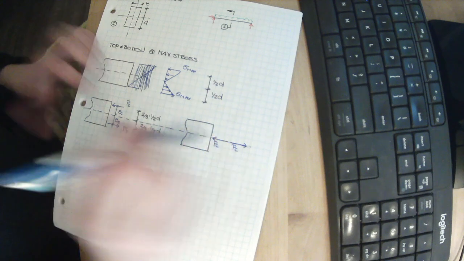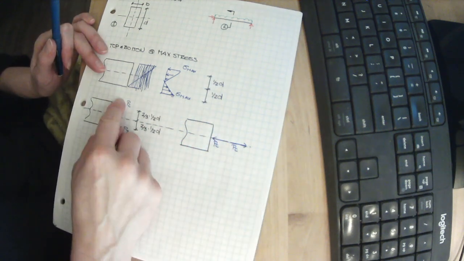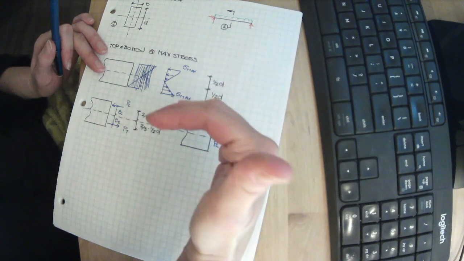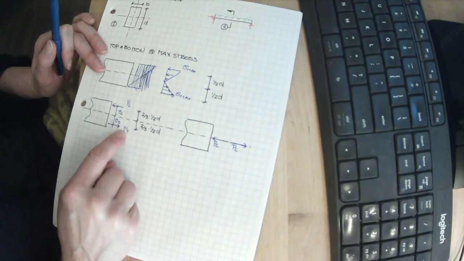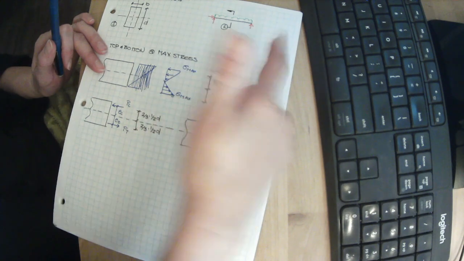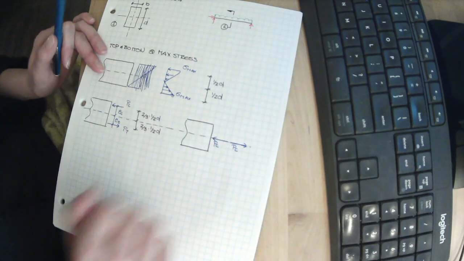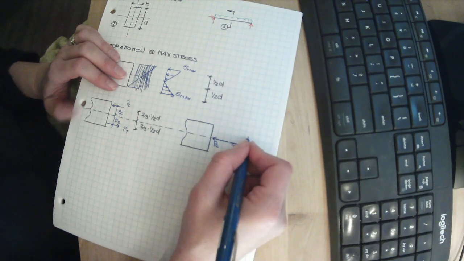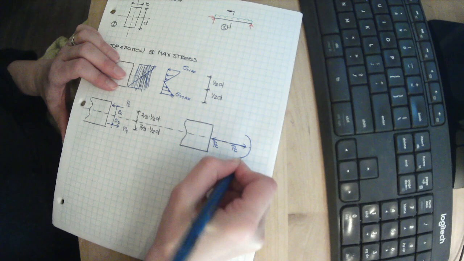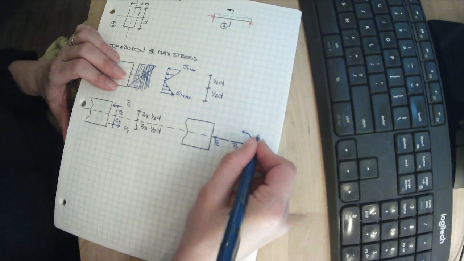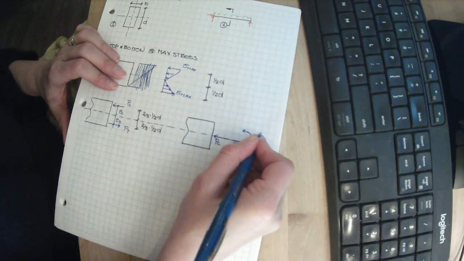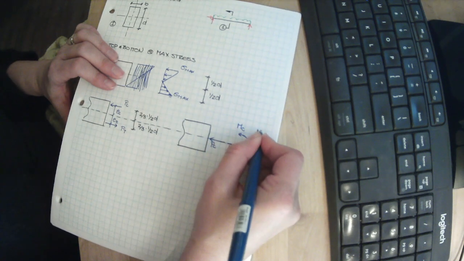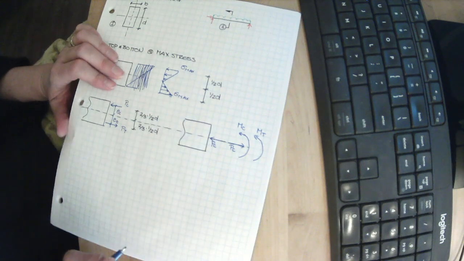This is where our pin is. PC caused it to spin in that direction, or the positive direction. PT also caused it to spin in that direction, or the positive direction. So it looks like the forces will cancel out, but the moments increase. The moments are both going in the same direction. So this is MC and this is MT.